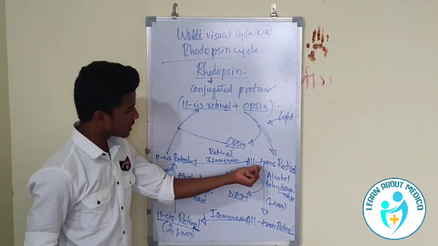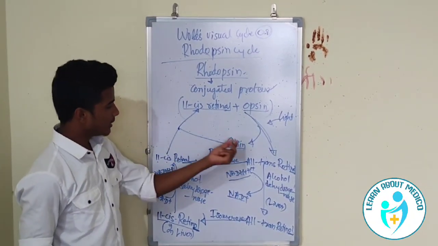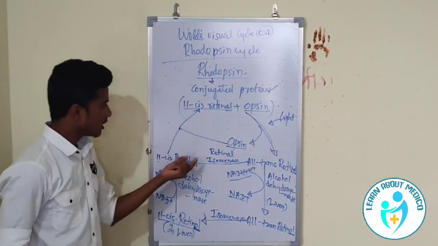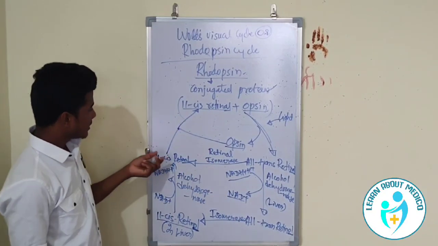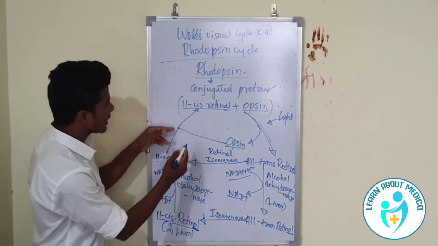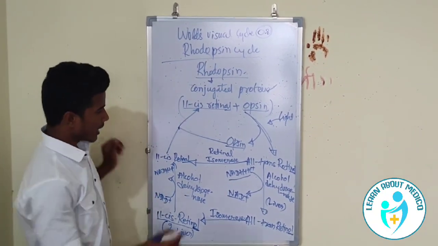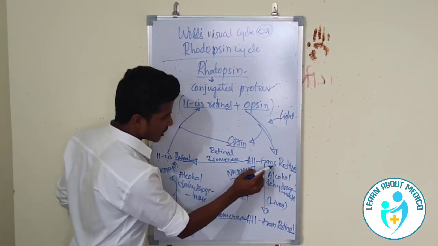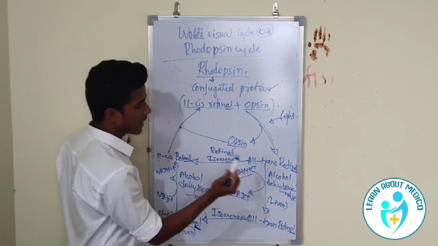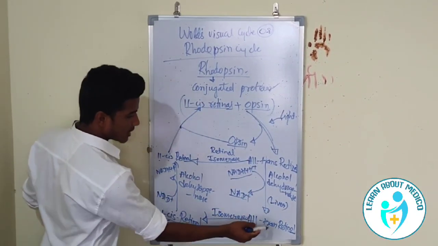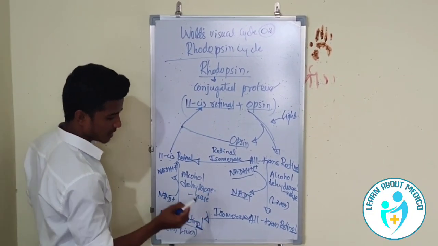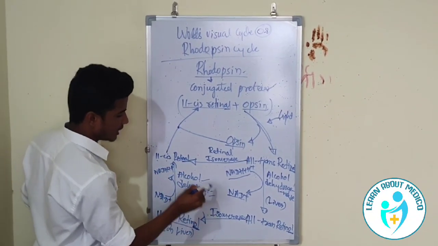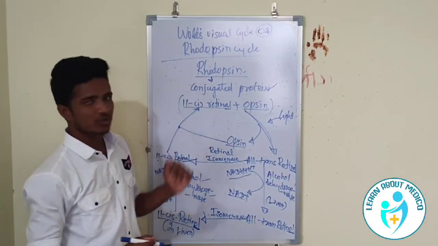Once light enters our retina, rhodopsin is converted into all-trans retinal by releasing opsin, and this is immediately converted into 11-cis retinal with the help of the enzyme retinal isomerase. Again this 11-cis retinal combines with opsin and gives rhodopsin. This is not a complete cycle. To complete it, all-trans retinal is converted into all-trans retinol with the help of alcohol dehydrogenase, that is converted into 11-cis retinol with the help of isomerase, and this 11-cis retinol is converted into 11-cis retinal with alcohol dehydrogenase. This is all about the Wald visual cycle.